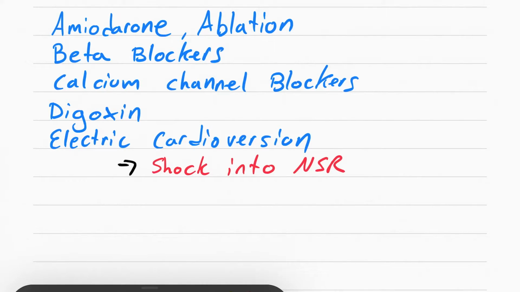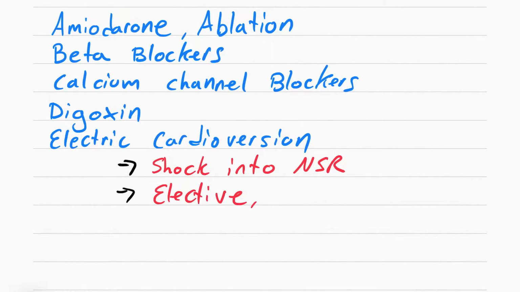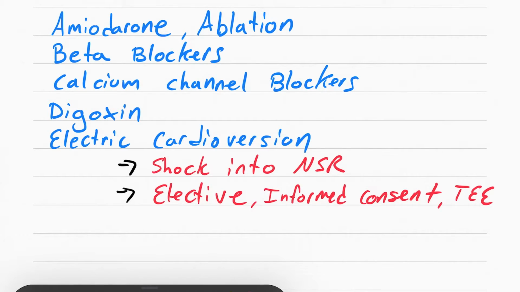This uses less joules than defibrillating and often is elective, meaning we schedule for it, the patient signs informed consent, and they get a diagnostic procedure called a TTE, or transthoracic echocardiogram. And this is to check if there's any clots inside the atriums before we shock them. The patient is also sedated with medications such as propofol.